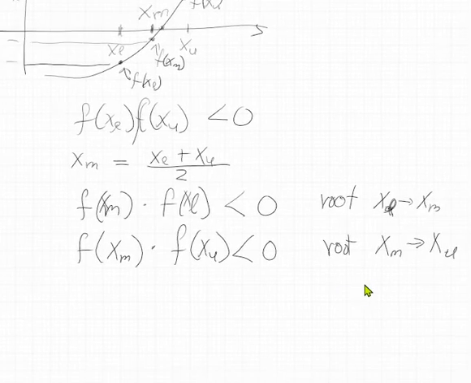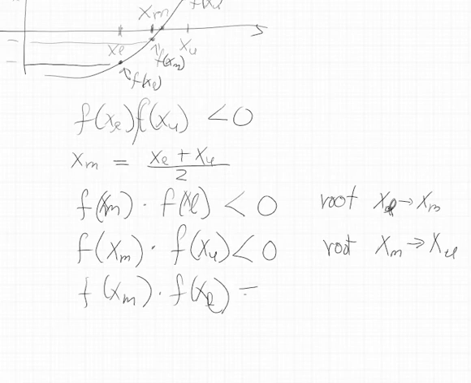Now, question: what if f of xm times f of xl is exactly equal to 0? If it's equal to 0, then xm is the root.